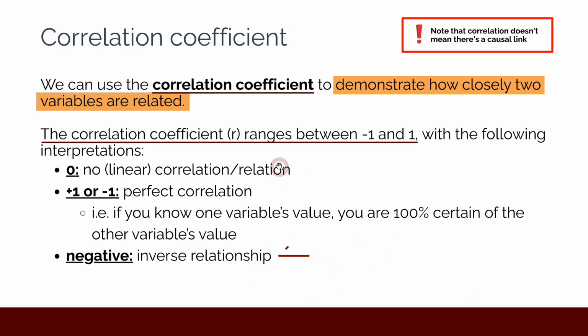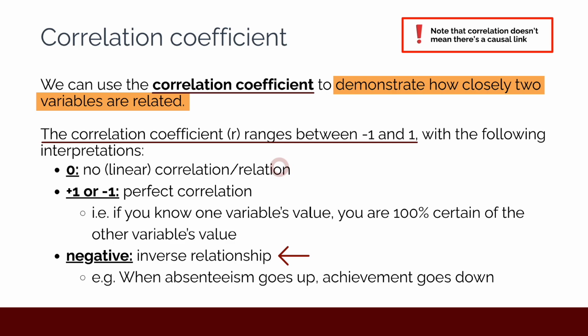If the value is negative, so between 0 and -1, what that means is that there's an inverse relationship: when one goes up, the other one goes down, or vice versa. An example of this in education is usually when learner absenteeism goes up, we would expect that achievement would go down. So those things might be related, but they move in opposite directions.